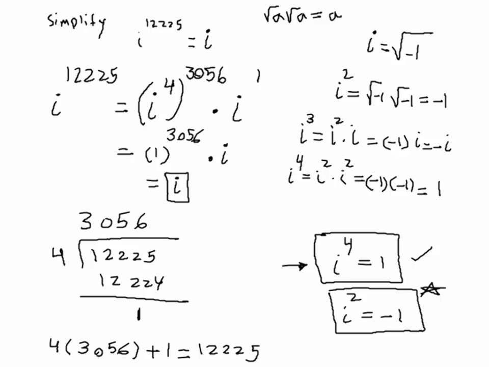If the remainder turns out to be 2, then this whole thing would be equal to i to the power of 2, which would be the same as minus 1. If the remainder turns out to be equal to 3, this whole thing would be equal to i to the power of 3, which turns out to be equal to minus i. Remember, so you would simplify this to either plus or minus i or plus or minus 1.